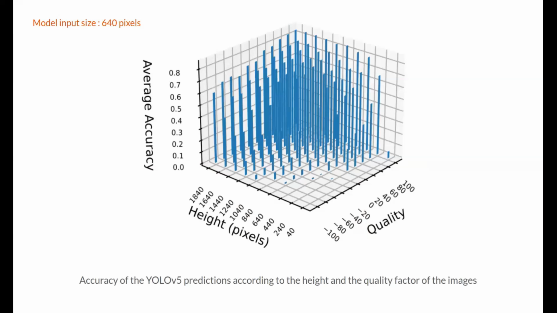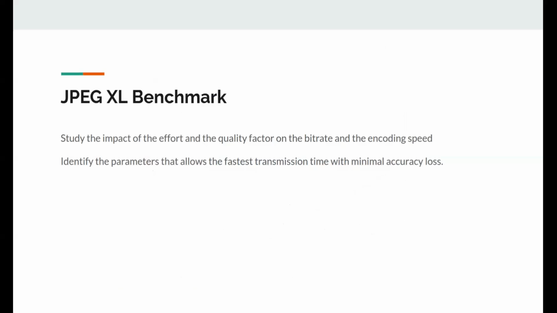However, as shown in the next experiment, these images have a bitrate that is at least 3.4 times higher than the other quality factors, which increases the transmission time of the image. In the second experiment, we study the impact of the effort and the quality factor on the bitrate and the encoding speed to identify the parameters that allow the fastest transmission time with minimal accuracy loss.